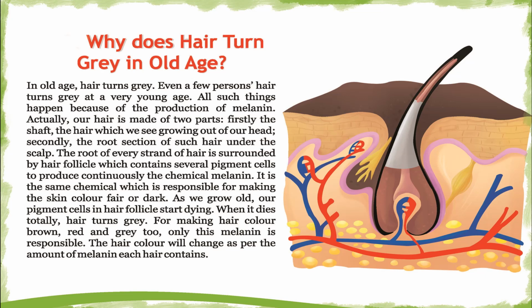As we grow old, the pigment cells in hair follicles start dying. When they die totally, hair turns grey. For making hair color brown, red and grey too, only this melanin is responsible. The hair color will change as per the amount of melanin each hair contains.